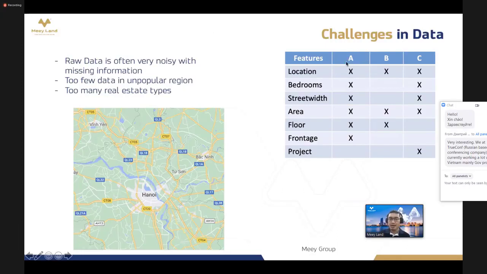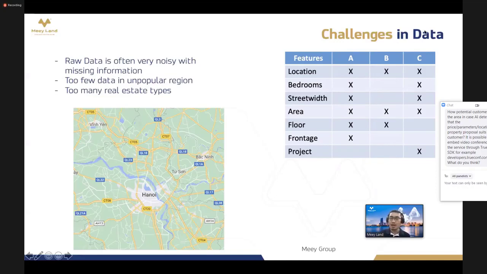But then with property A, we have a lot of features, so it is kind of easy to estimate the price. But for property B, it has only location, area and floor. Then with that one, it's almost impossible to guess the price. With our data, this happens a lot. So we need to do interpolation. We have to try to infer from somewhere, or we can ask the agencies. But in the end, the data is a huge problem here in our application.